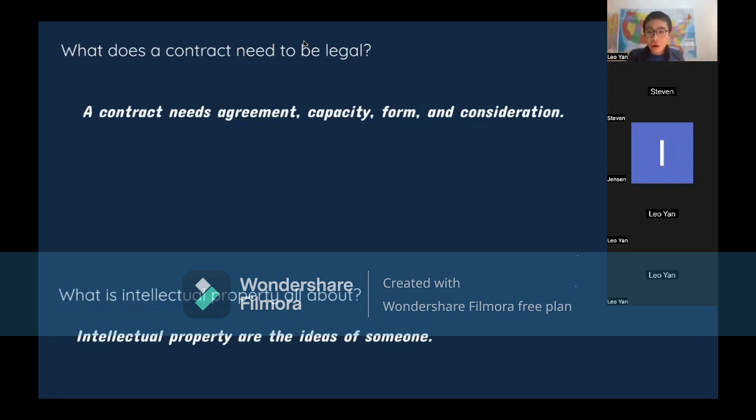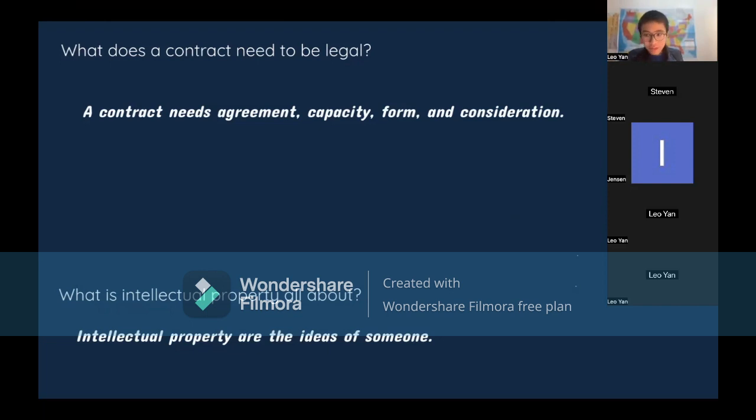And lastly, there has to be consideration. So what is consideration? Consideration is basically an object of value that's being exchanged. It's anything that's being exchanged within a contract. If you think about it, any contract is guaranteeing some kind of exchange. It's promising some type of exchange to happen. So there has to be an exchange going on. You can't just sign a contract with someone just for fun, right? It has to be serious.